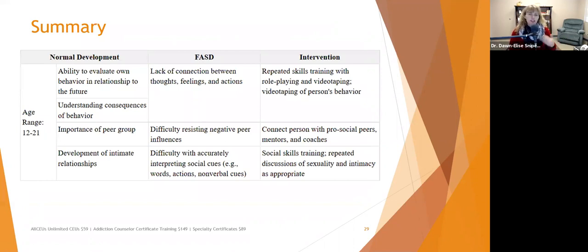And during this time, there's also the development of intimate relationships. People with FASDs have difficulty interpreting social cues, so we need to help with social skills training and repeated discussions of sexuality and intimacy as appropriate.